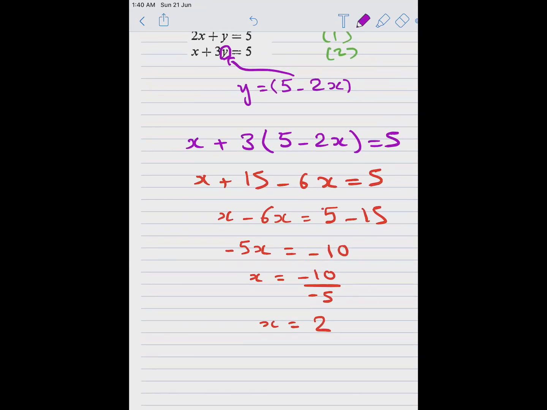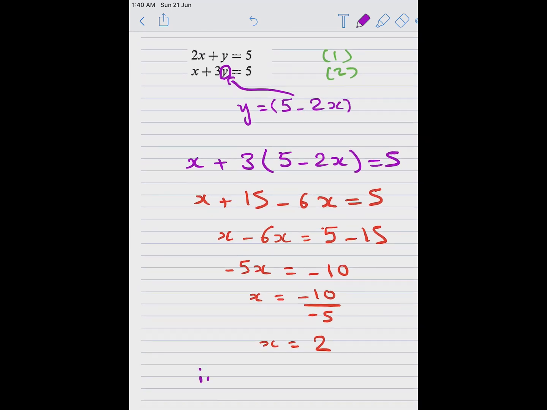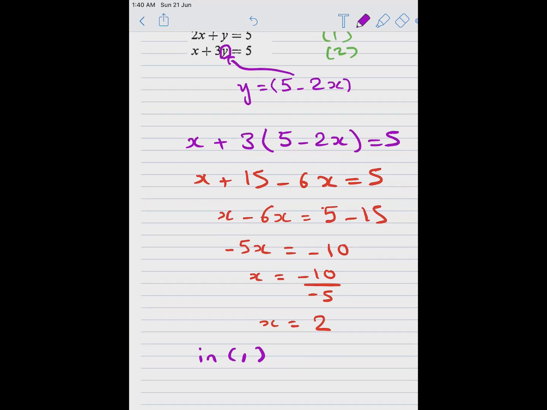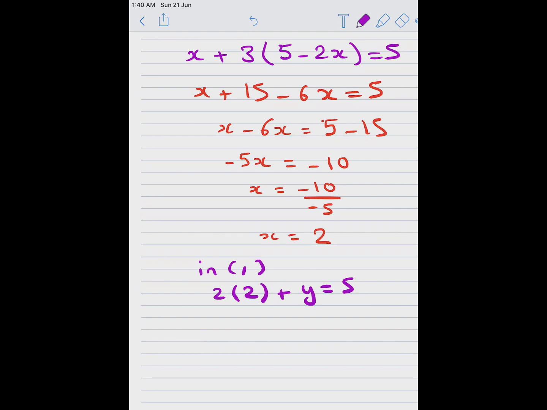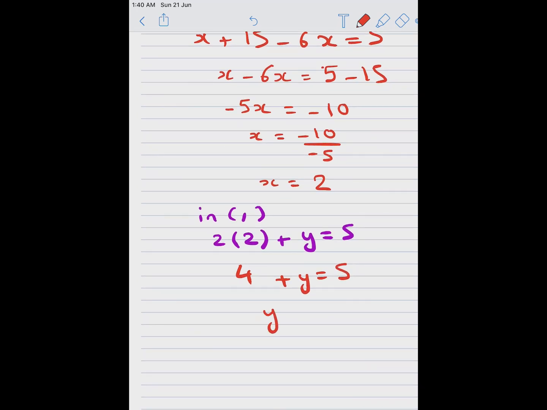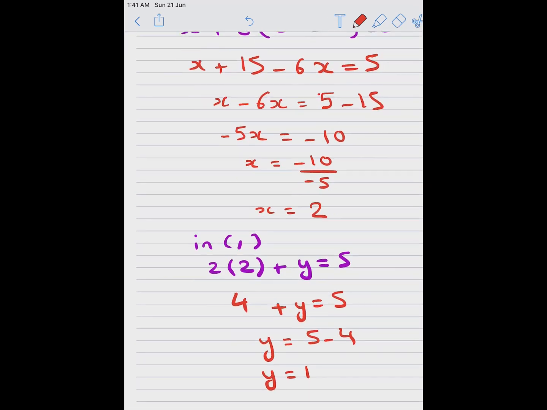So now I take the x value and substitute it in, for example, equation 1. So 2 times 2, because the x now is 2. So 2 times 2 plus y is 5. So now I solve for y. 2 times 2 will be 4, so 4 plus y is equal to 5, and then y equals 5 minus 4. And after that, y is equal to 1. So I have y is equal to 1 and x is equal to 2.